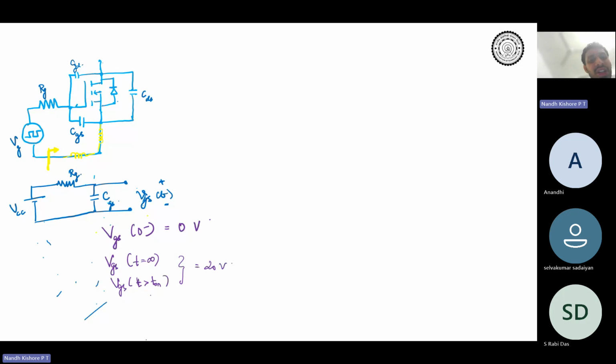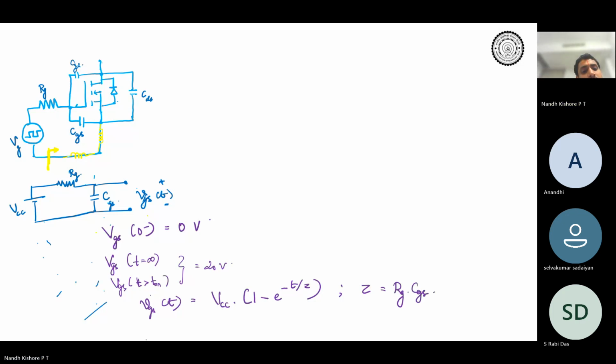So this is your final condition, and since this is an RC network, you know that the profile of charging of VGS is going to be what? It is your DC voltage VCC into 1 minus e power minus t by tau, where tau is equal to Rg into CGS, right? This is the profile of charging of your VGS. This is how your VGS is expected to increase.